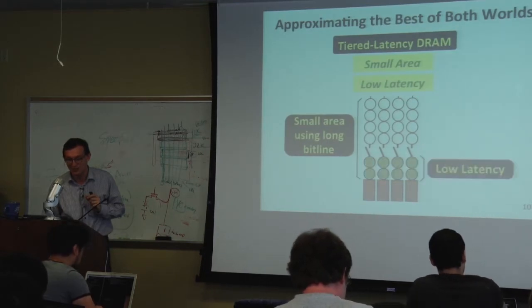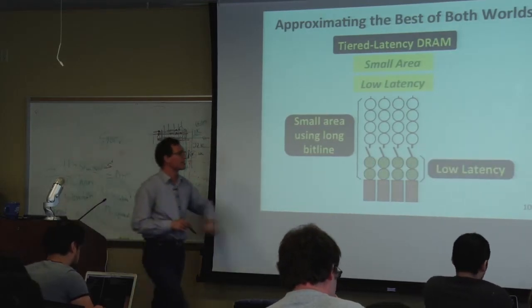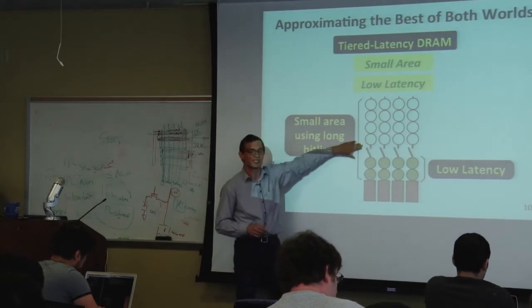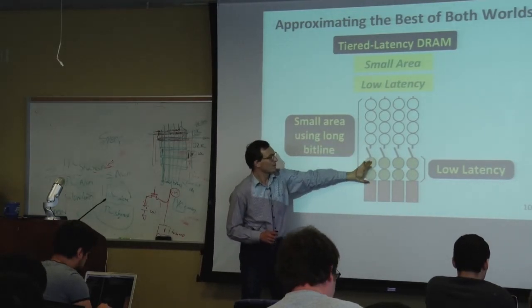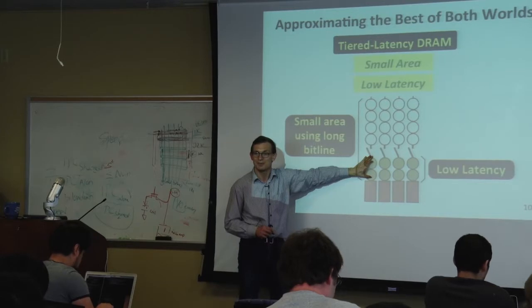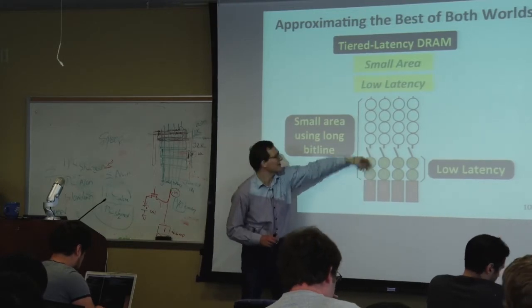You get small area using a long bit line, but you also have a low latency portion. When you disconnect these isolation transistors, the bit line looks small, right? Because the sense amplifiers only see this part. The rest is not connected.